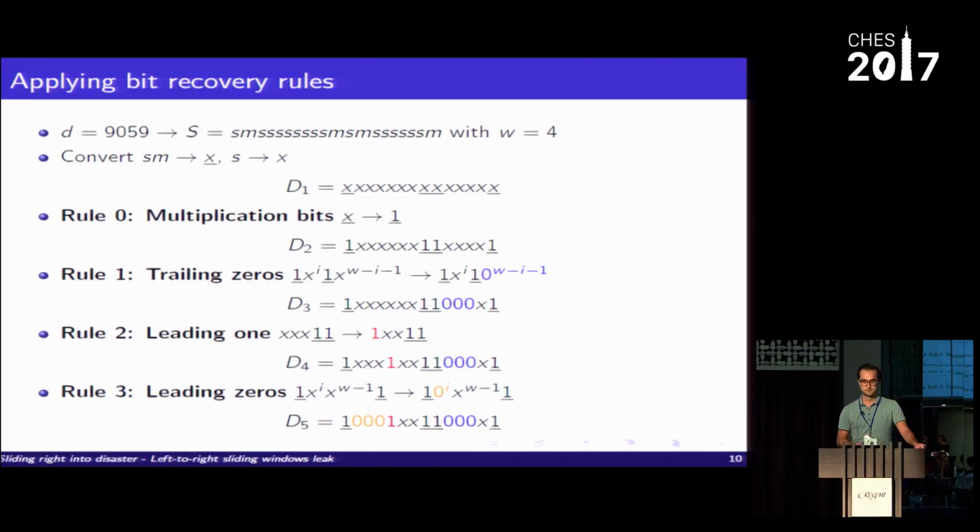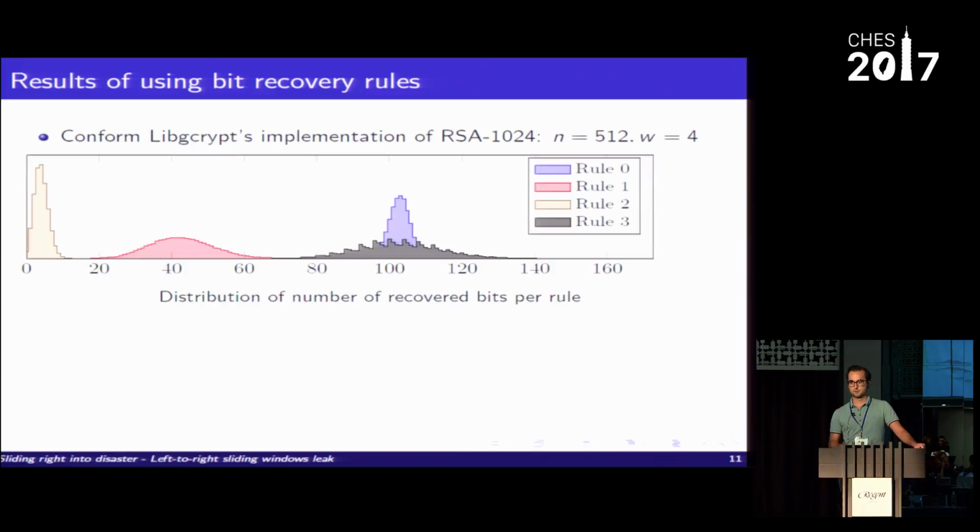So when we look at the results, we performed some experiments, just computing a bunch of random bit strings and applying the left-to-right method. Then when you look at the recovered bits per rule, you see that rule zero and rule three recover the most bits. However, rule one also applies a lot, and rule two as well. And this is conform the libgcrypt implementation, where we took a bit string of 512 bits, and W is four.